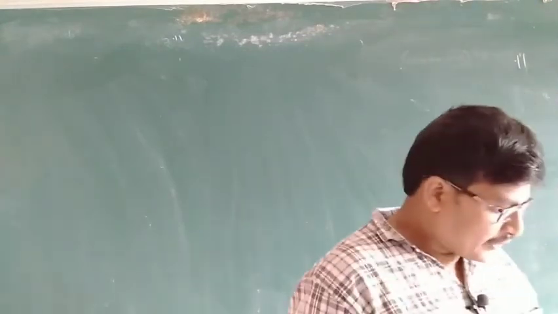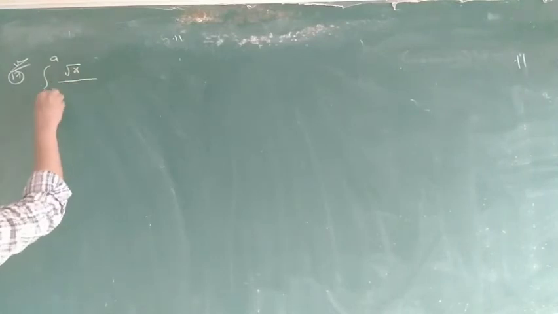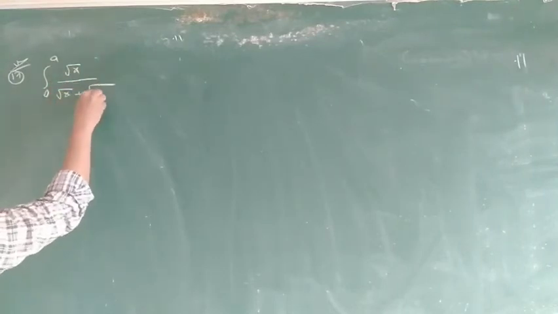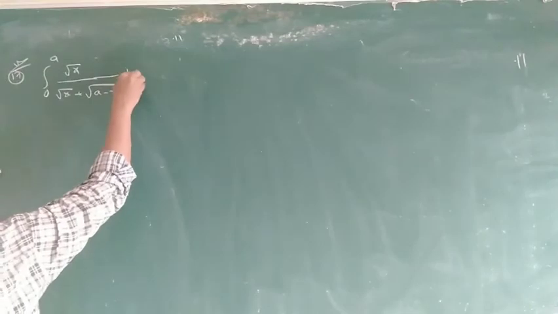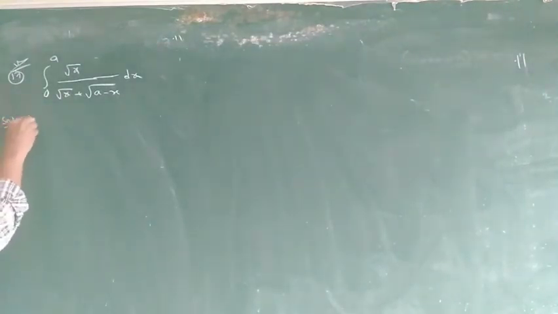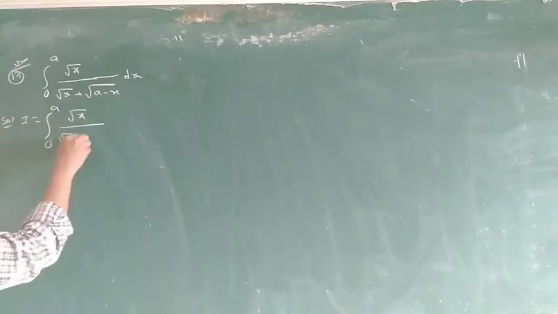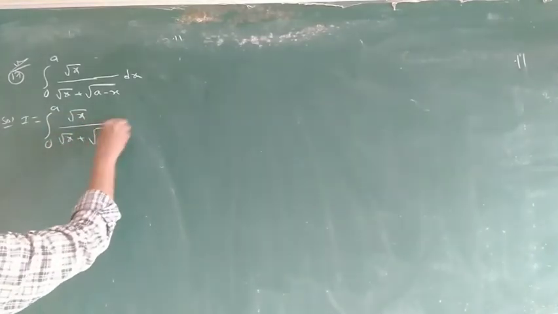Root x by root x plus root of a minus x. This is a very important one: the integral from 0 to a of root x by root x plus root of a minus x dx. So the solution: I is equal to the integral of root x by root x plus root of a minus x dx.